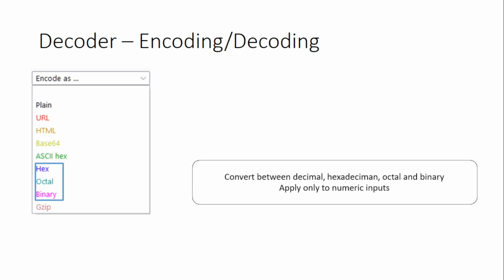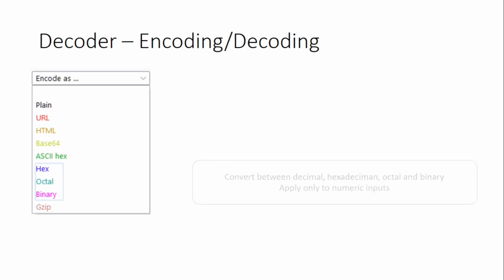Then there is hex, octal, and binary. These encoding methods all apply only to numeric inputs, and they will convert decimal to hexadecimal, octal, or binary, and vice versa. And if you don't know what octal means, it's base 8. So decimal is base 10, hexadecimal is base 16, and binary is base 2.